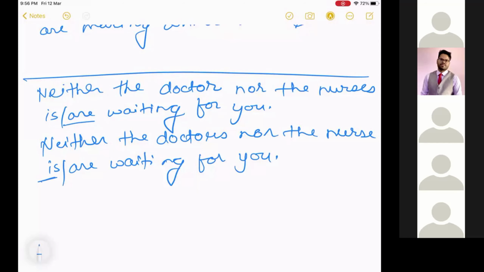And doctors, I think are will be used in this one too. The second one, doctors. Okay. Others? First one is are and second one is is. So we go with the nearest subject. Okay. Varun?